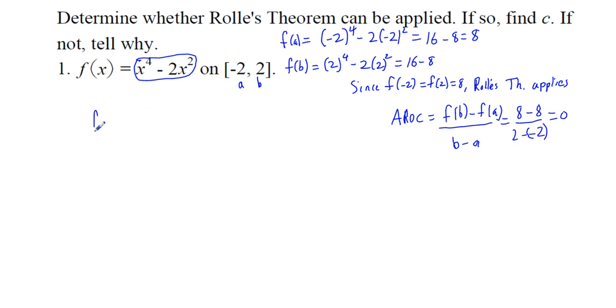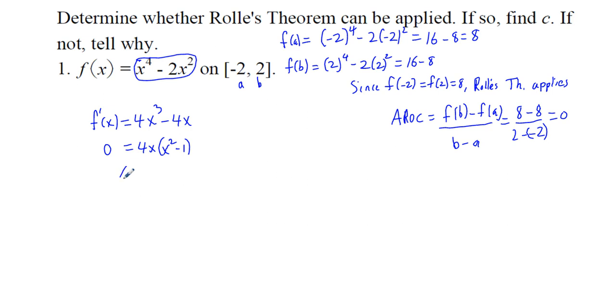So we're going to find f prime of x, our second step, which is going to be 4x cubed minus 4x. And now we're going to set f prime of x equal to the average rate of change, which is 0, and solve. And so we have a common factor of 4x, and then factoring out 4x, we have x squared minus 1.